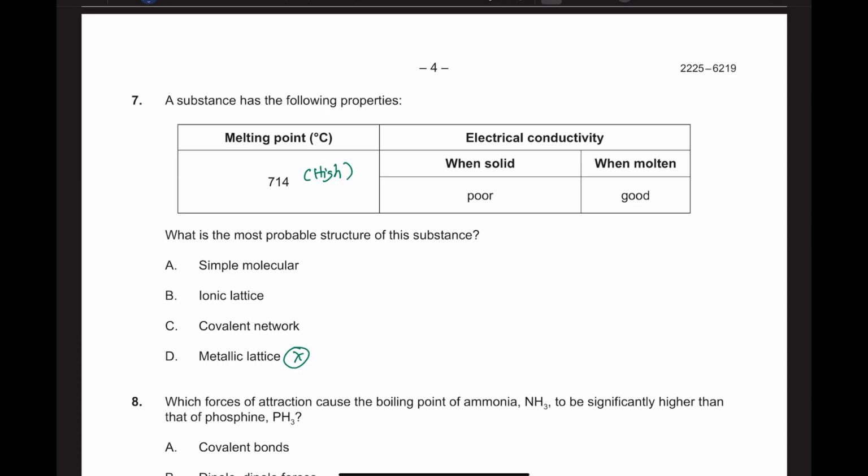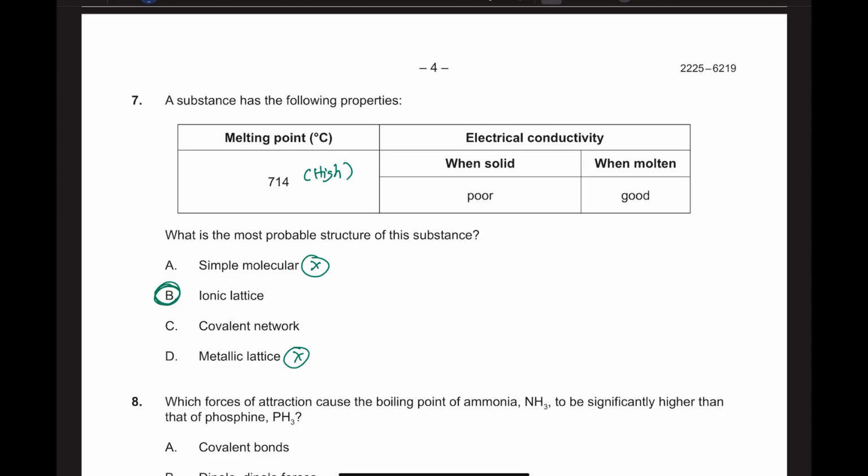If it's simple molecular, your melting point will be low. If it's covalent network, other than graphite, which conducts electricity even in a solid, right? So covalent network could also not be right. So from every direction, it's an ionic lattice.